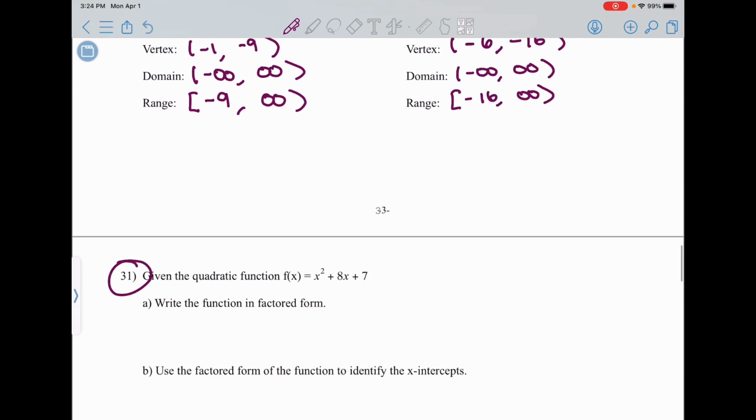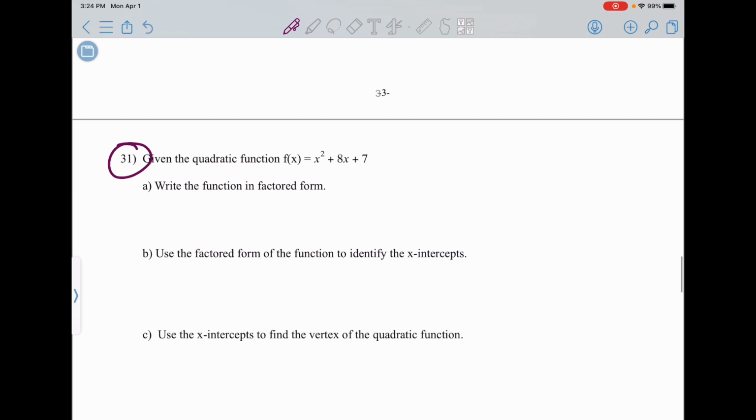Our last problem, we are going to see how, given a quadratic function, we can graph the parabola. So it says start by factoring. This is my regular magic x because there is no number in front of the x squared. So 7 goes on top and 8 goes on the bottom. I know that 7 times 1 is 7, and 7 plus 1 is 8. So my factored form will be x plus 7 and x plus 1.